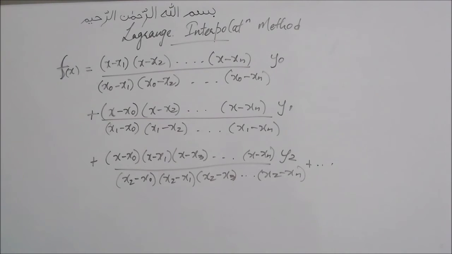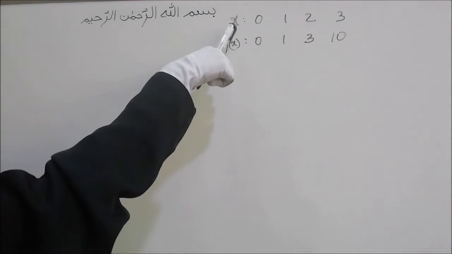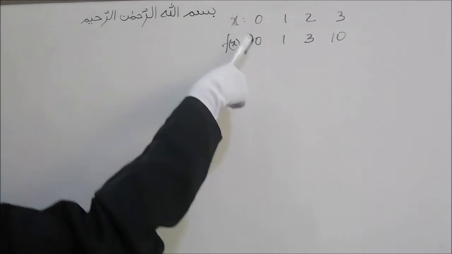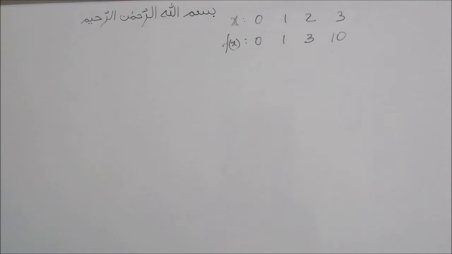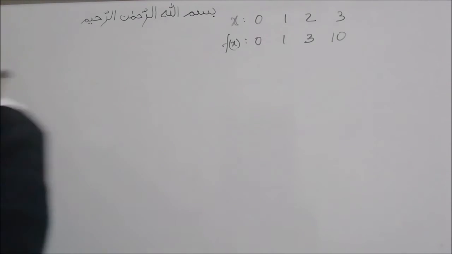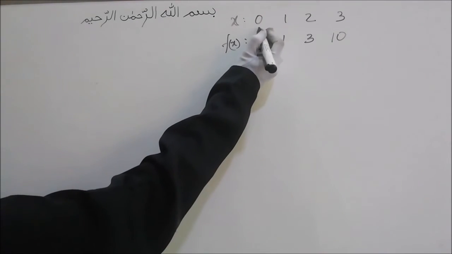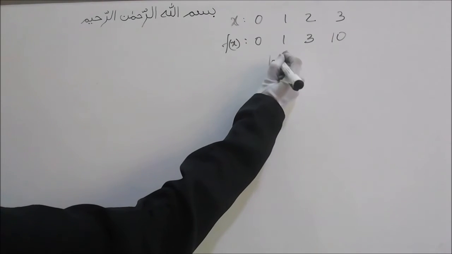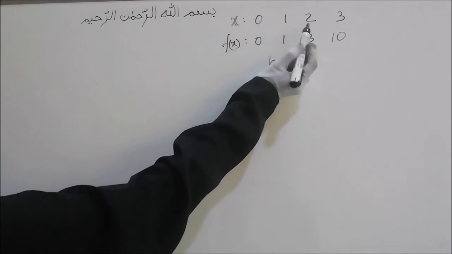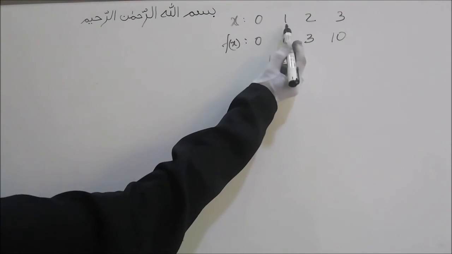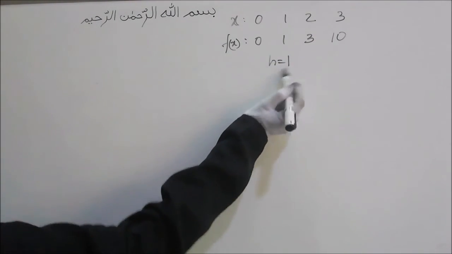Let's look at an example. These are the values which are given: the values of x are 0, 1, 2, 3 and the corresponding values of y are 0, 1, 3 and 10. We have to find the polynomial corresponding to this given input data. We can clearly see that the value of h is equal to 1, which is equally spaced, since the difference between x0 and x1, x1 and x2, x2 and x3 is 1.